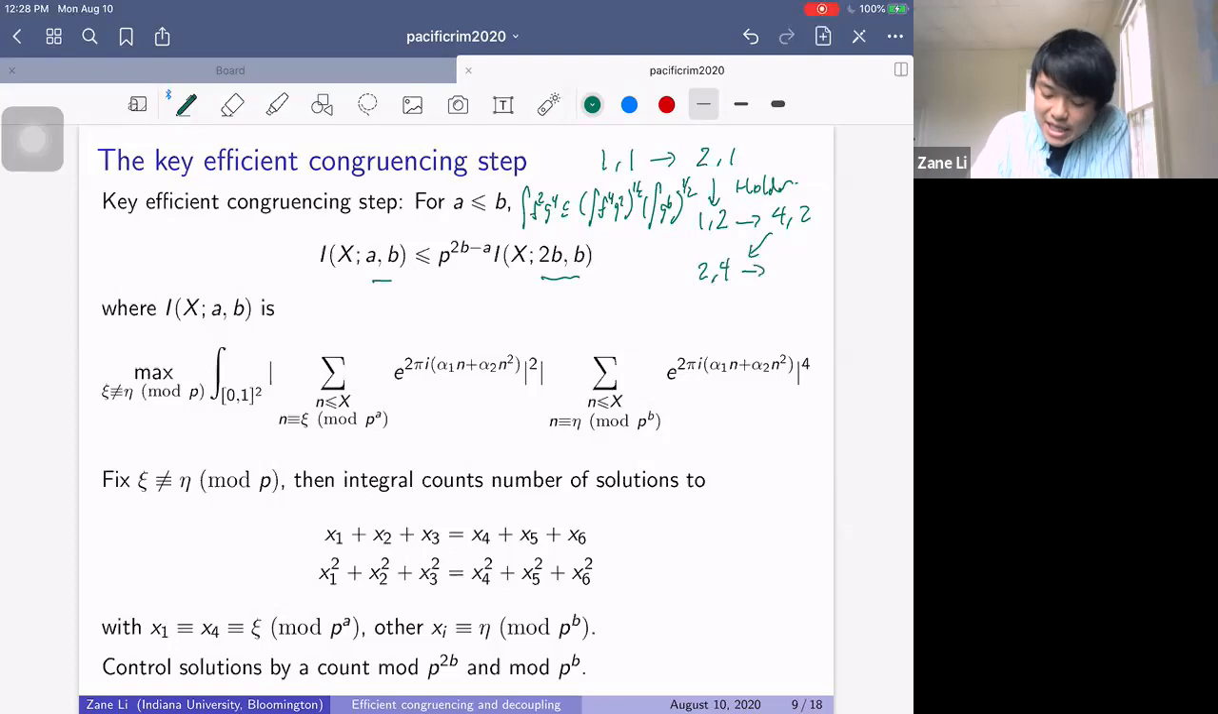You apply this key step again to go up to 8, 4, and then from here you've slowly climbed up the ladder, and this is very efficient. And the reason why it's efficient, you can ask why is this p to the 2b minus a sharp? What you can do is normalize I on both sides so that they're of size 1, and you'll see that this p to the 2b minus a is indeed sharp.